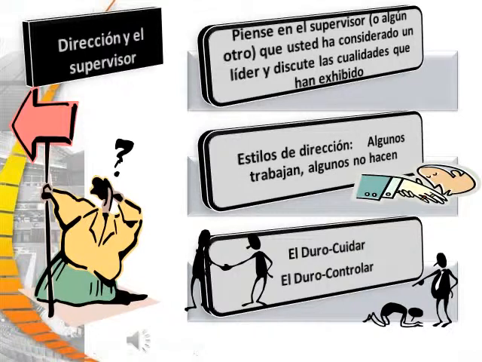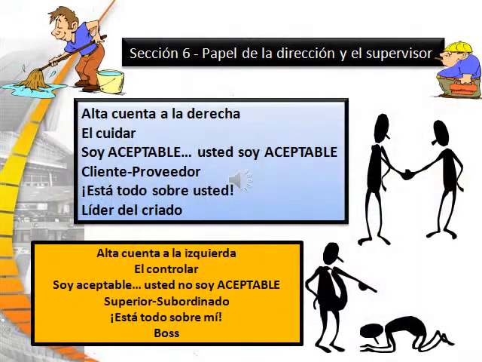Leadership styles. Some work, some don't. Tough caring or tough controlling. High score on the right. Caring: if I'm okay, you're okay. Customer, supplier. It's all about you. Servant leader. High score on the left. You're controlling: I'm okay, you're not okay. Superior, subordinate. It's all about me. I'm the boss.